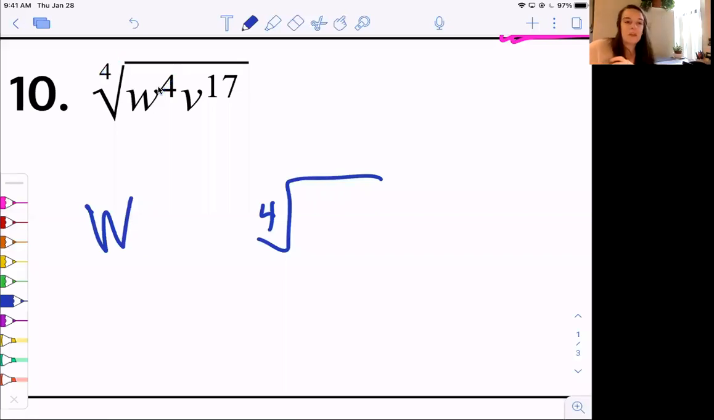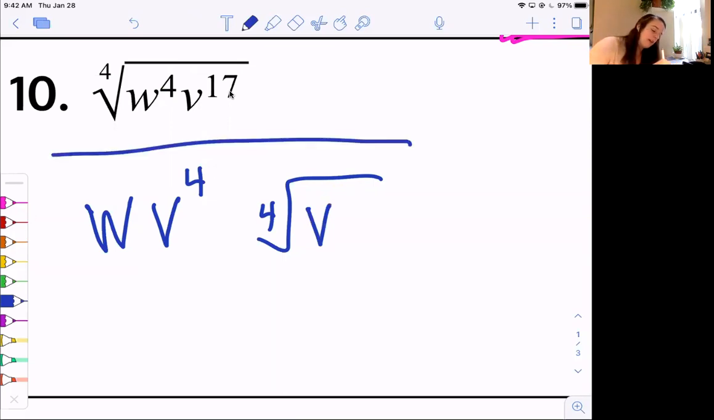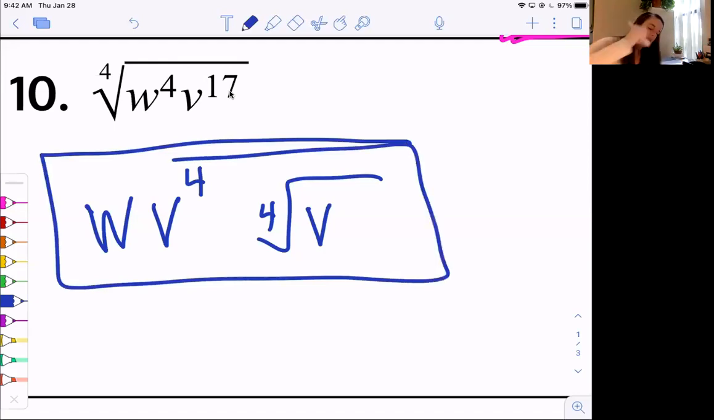that first section. However, the 4th root also applies to the v here, right? How many groups of 4 can I make out of 17? 4 for sure. So I have v to the 4th power here. How many are left over? 1 v is left over. So I have v. I could put to the power of 1, but I don't need to. Right? So this is my answer for this problem.